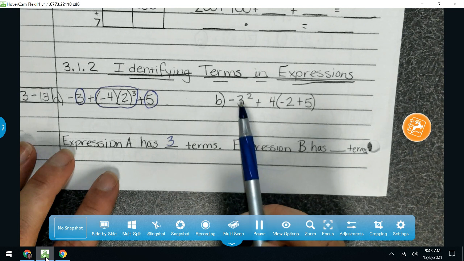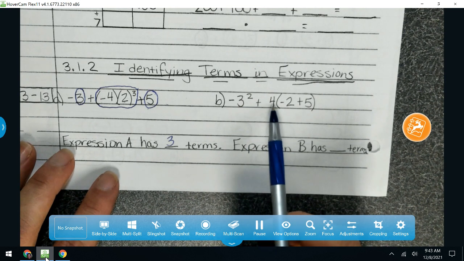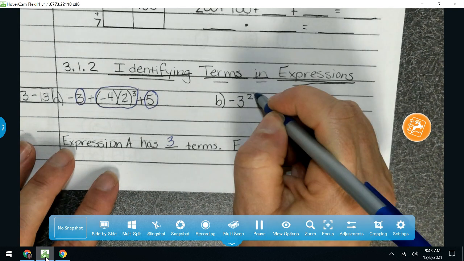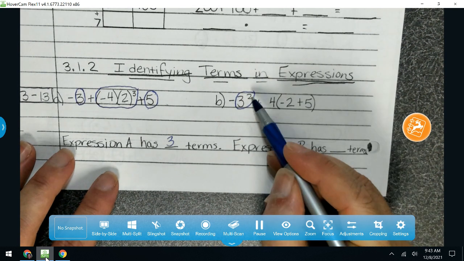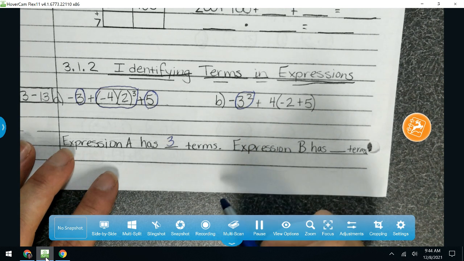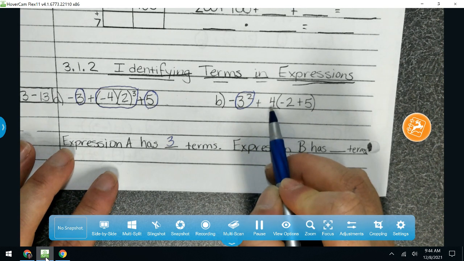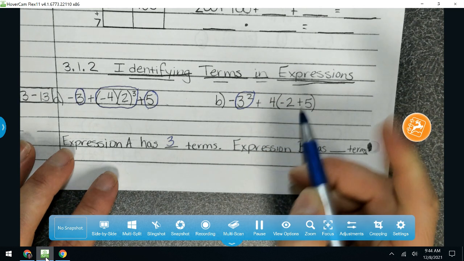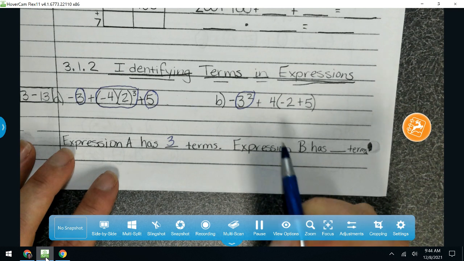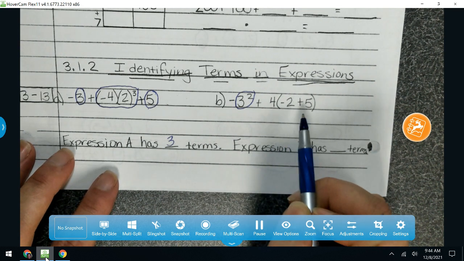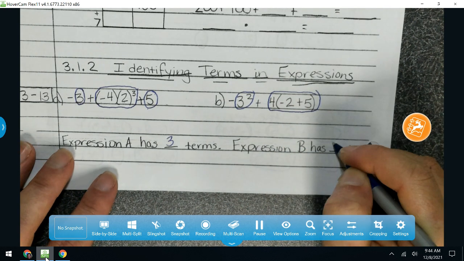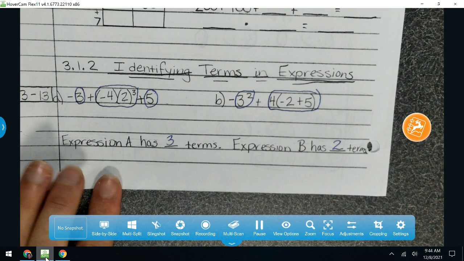So we have the opposite of 3 squared plus 4 groups of the opposite of 2 plus 5. So I'm going to circle my 3 squared because I know that's 3 times 3. I'm going to stop right there because I have my addition sign. And then I have 4 groups of this. So normally, there'll be a few students who try to circle in here, sometimes even the 4 groups. But remember, parentheses change the rules. So this whole thing right here is one term. So we're going to write two terms for B.